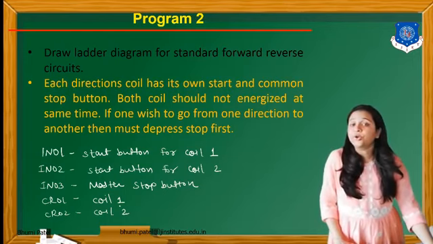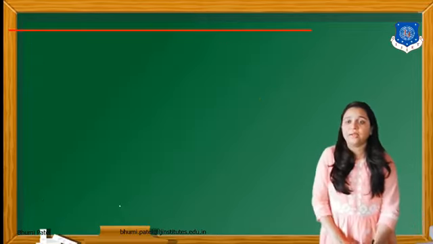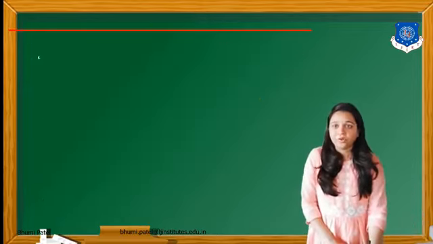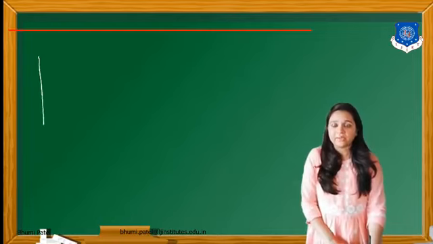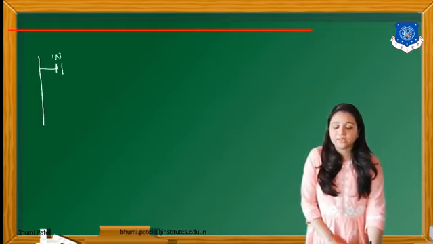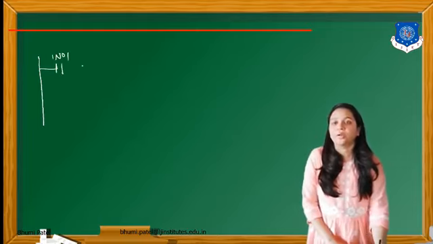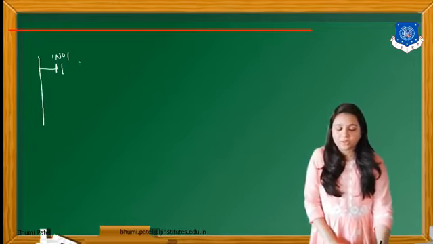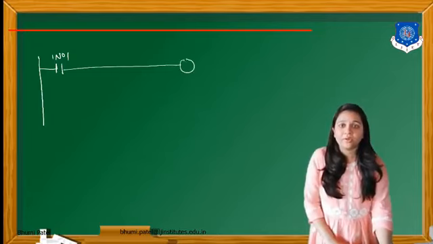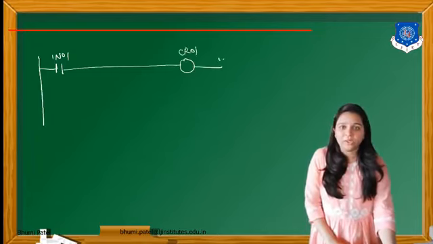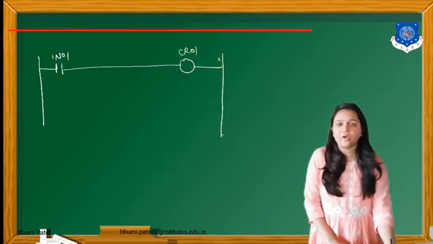So both coils should not energize at the same time. First of all, we have to draw the ladder diagram for the forward direction. So put the input for the forward direction. Suppose it is IN01. Okay, when this button is pressed or this button is on, the forward direction coil CR01 must be on. So this is my logic.